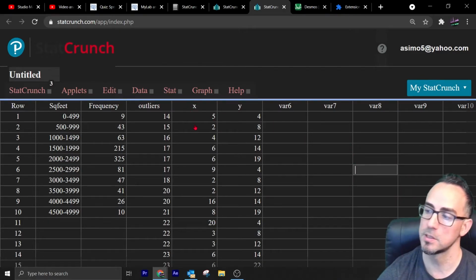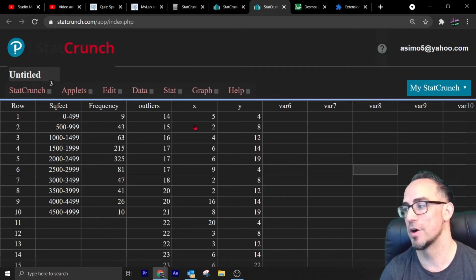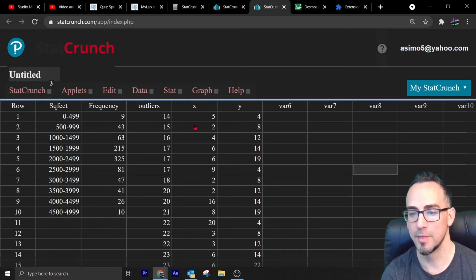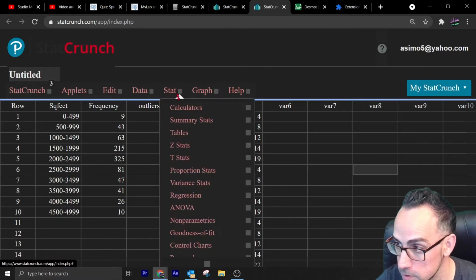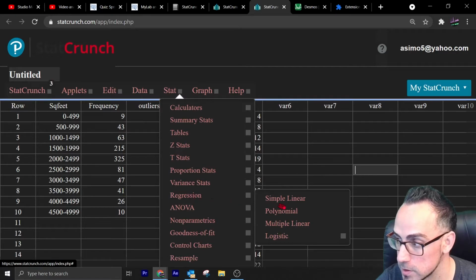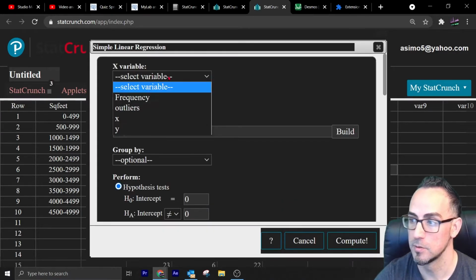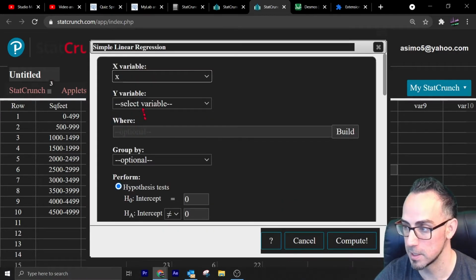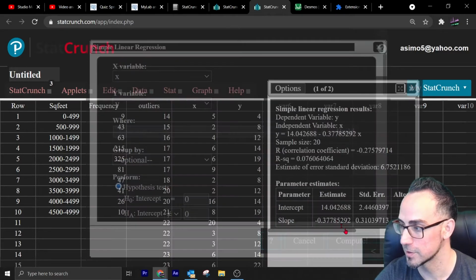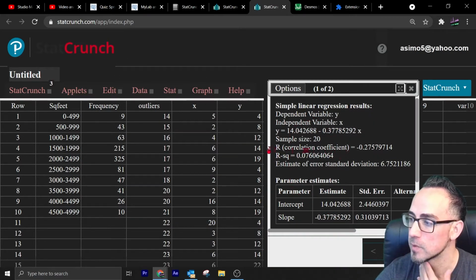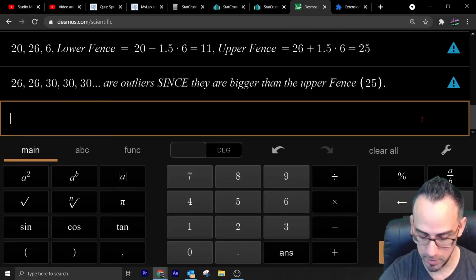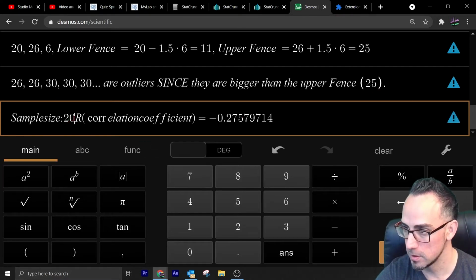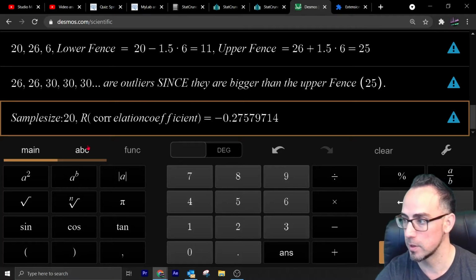For correlation, to determine a significant correlation, the R value needs to be bigger than the critical value. That's it. How do you get the R value? Simple. Stat, regression, simple linear gives you all of the regression stuff. So X is X, Y is Y, and that's it. Press compute. Our R value is right here, and our sample size is right there. I'll copy that and press Control V. We've got a sample size of 20, and the R value.